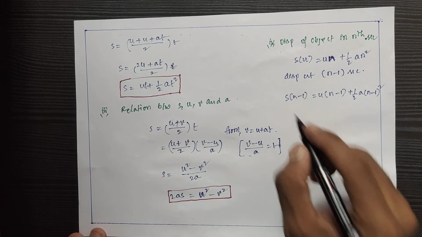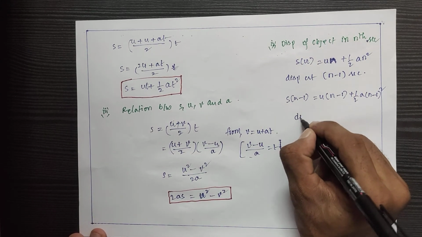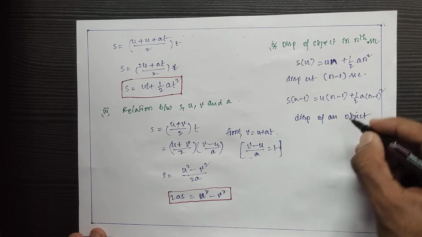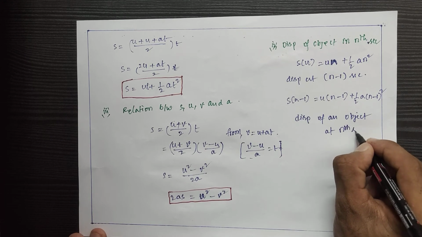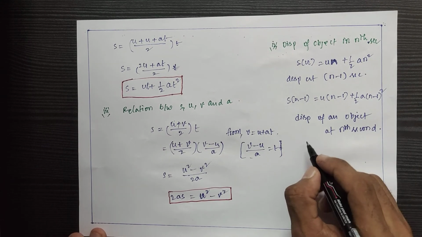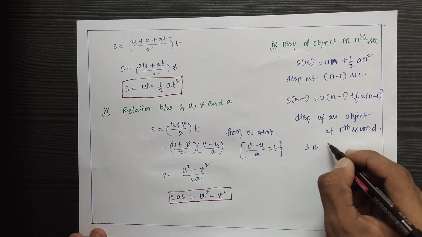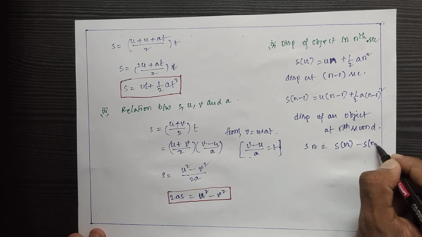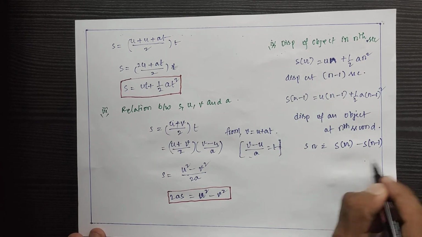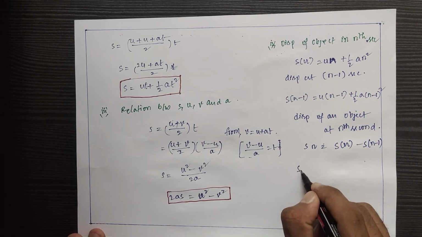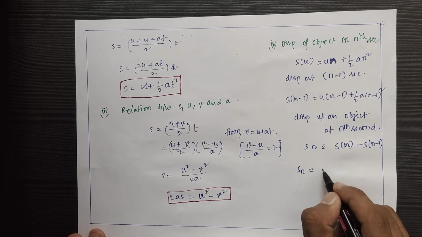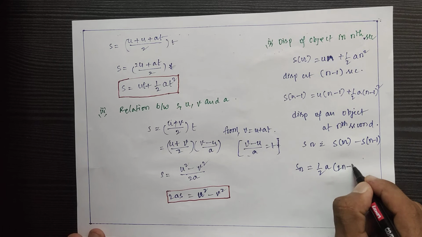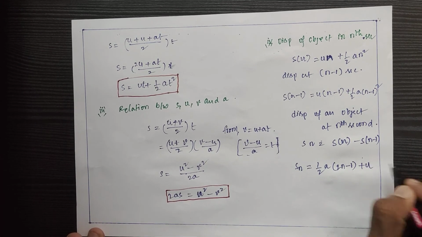Now the displacement of an object at the nth second, Sn, is equal to S of n minus S of n minus 1. By substituting these, we get that the displacement in the nth second, Sn, is u plus 1 by 2 a into 2n minus 1.